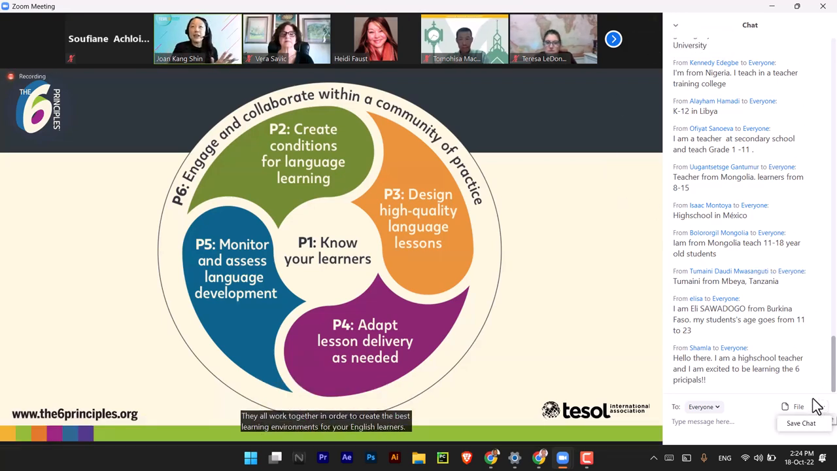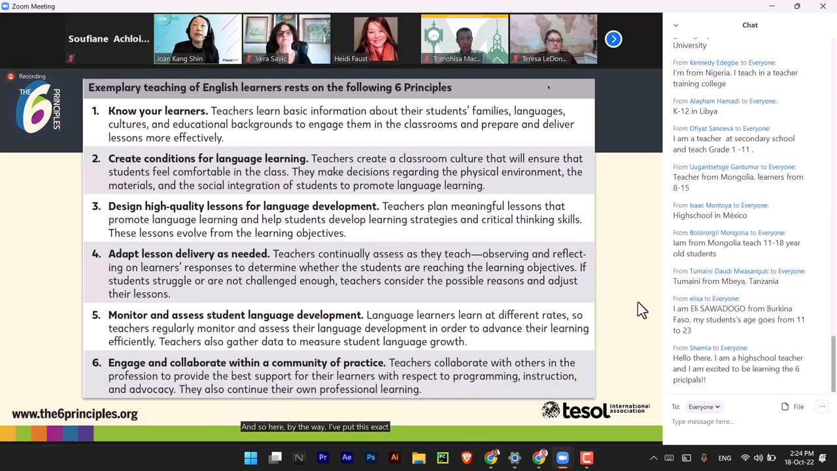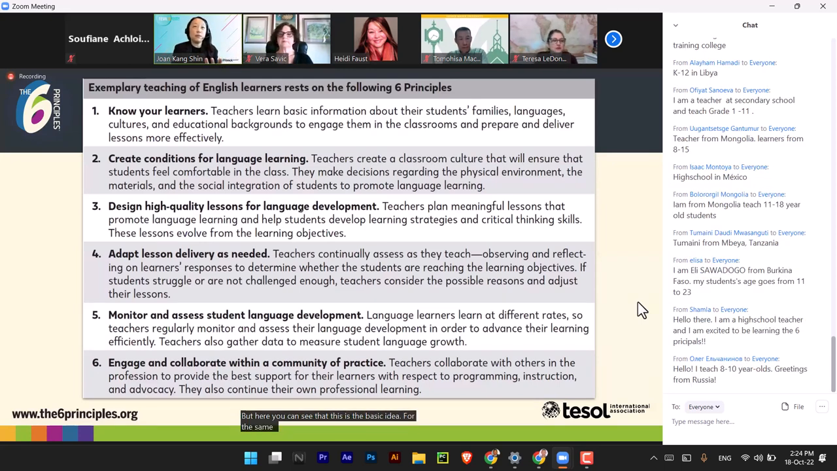And so here, by the way, I've put this exact clip from our page into the Canvas platform so you can access it and use it. But here you can see that this is the basic idea for the six principles. So you have to know your learners in depth by getting that basic information about your students' families, their languages and cultures and educational backgrounds in order to engage them in the classrooms.